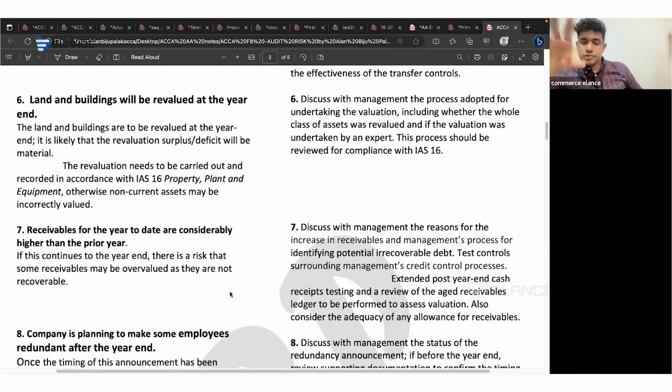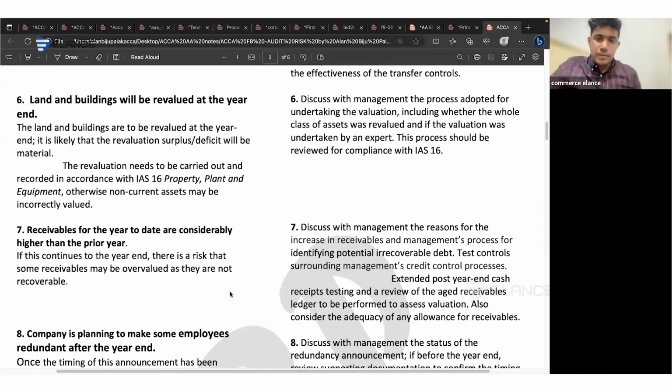So we said a procedure, discuss with the management, information, whether the company has created an adequate amount of provision, and purpose, to confirm whether it is reasonable and in accordance with the standard IAS 37. So here we have a procedure, documentary information, and a purpose. So this is what you need to give as responses.